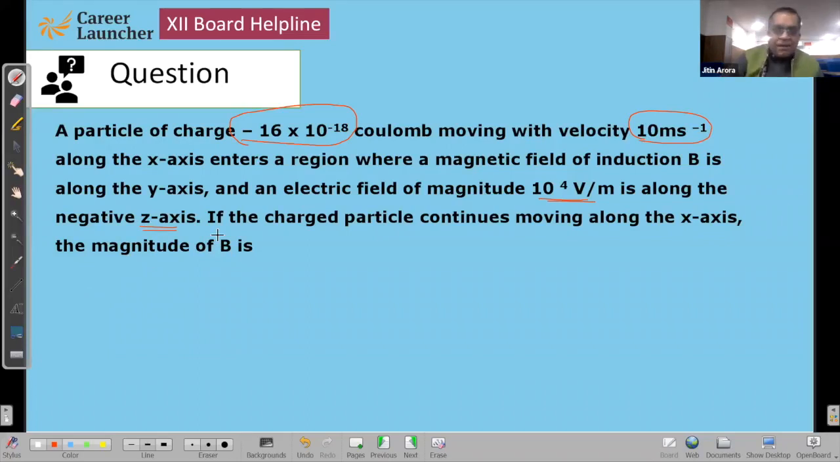अब बच्चों, अगर हमारा जो भी चार्ज है वो मूव कर रहा है along a given axis, it is under the influence of two fields, so there will be two forces.